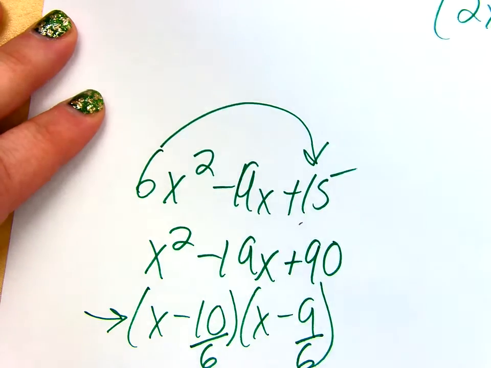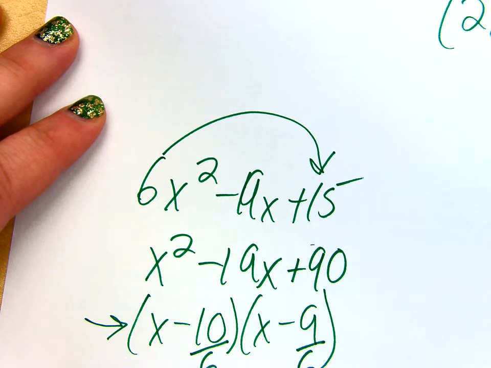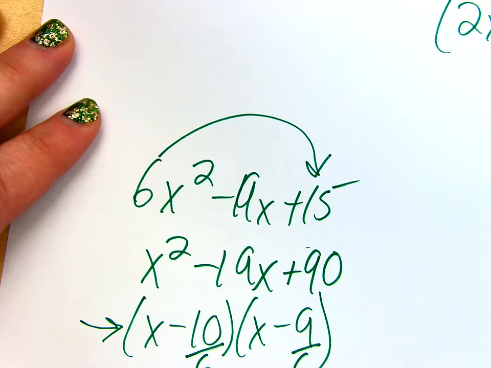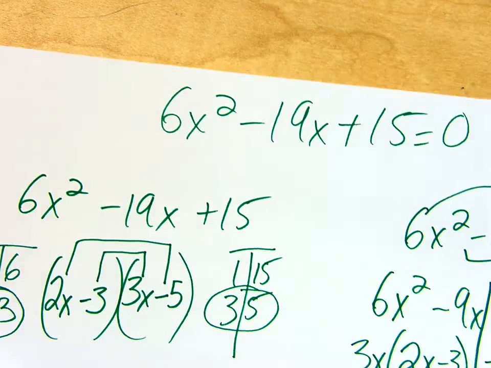But it works as long as you have taken a common factor out already. If there is a common factor and you don't take it out, you're not going to get the right answer. So there's the 3 different ways that you can factor a quadratic where a is not 1.